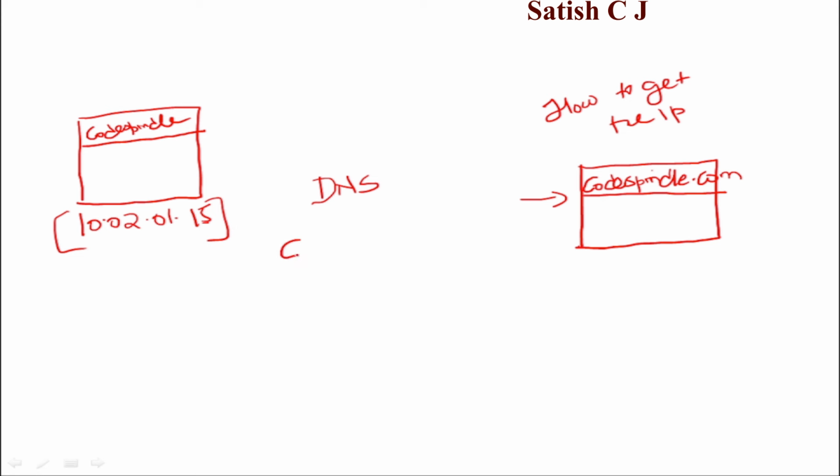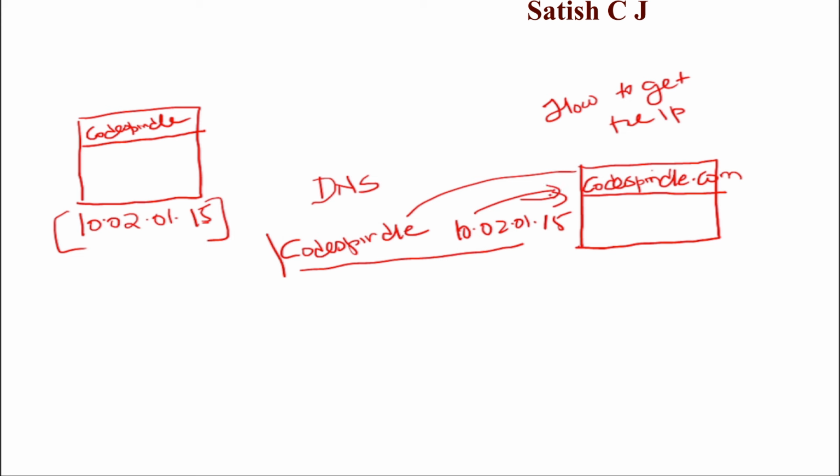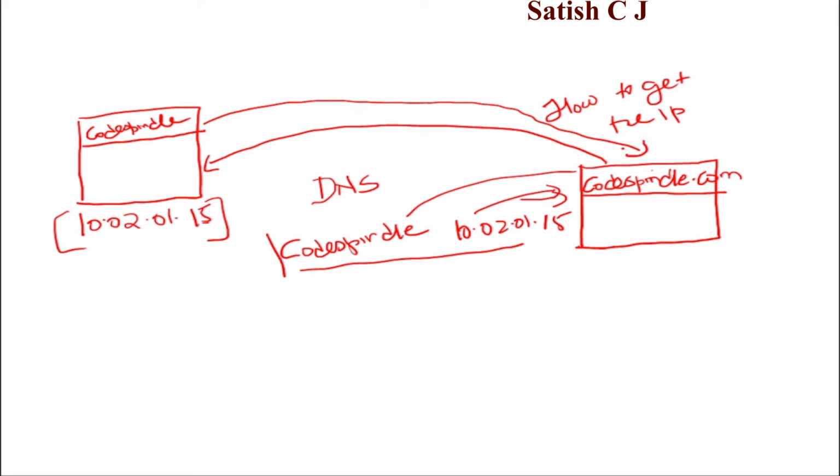So somewhere there is this information stored. So for CodeSpindle, the IP address is 10.02.01.15. So somewhere this information is managed. So my system will first query this particular system holding this information so that it can get the response back with the IP. And using this IP, it can contact the actual server to get the pages corresponding to CodeSpindle. Am I clear with this?